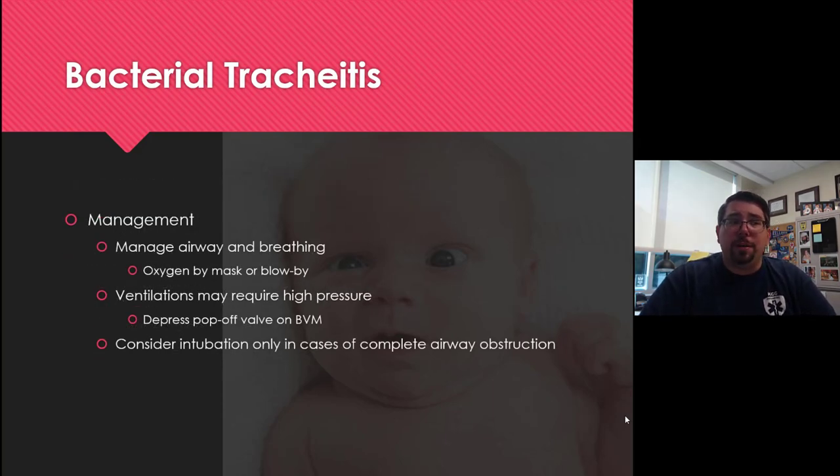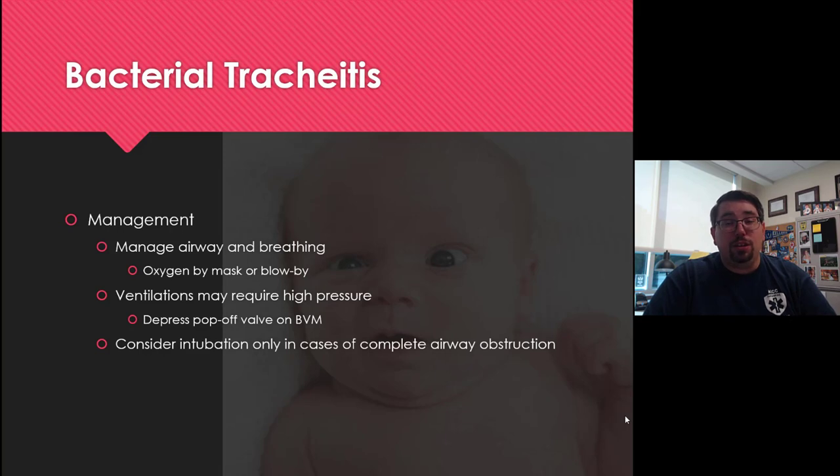Management includes managing the airway and breathing. Again, oxygen is important in these cases, most likely preferred by blow-by, or by having mom, dad, or a caregiver go ahead and provide oxygenation to the patient by blow-by. Ventilations may also be necessary, and if that's the case, typically it will require higher pressures in order to get adequate amounts of air into the child's lungs. This is because of the restrictions from those pustules or that mucus. Oftentimes in these cases, on your pediatric BVM, you will need to disable your pop-off valve so that you can have higher pressures than 10 centimeters of water.